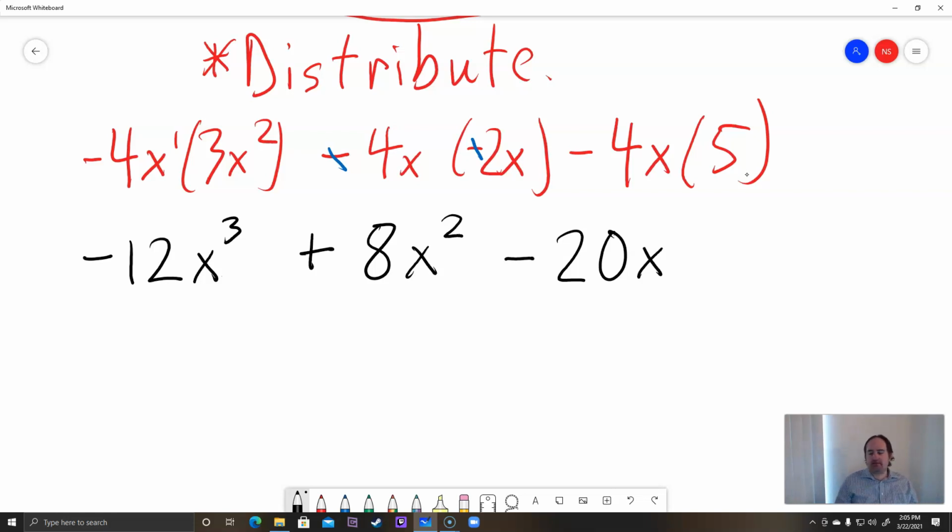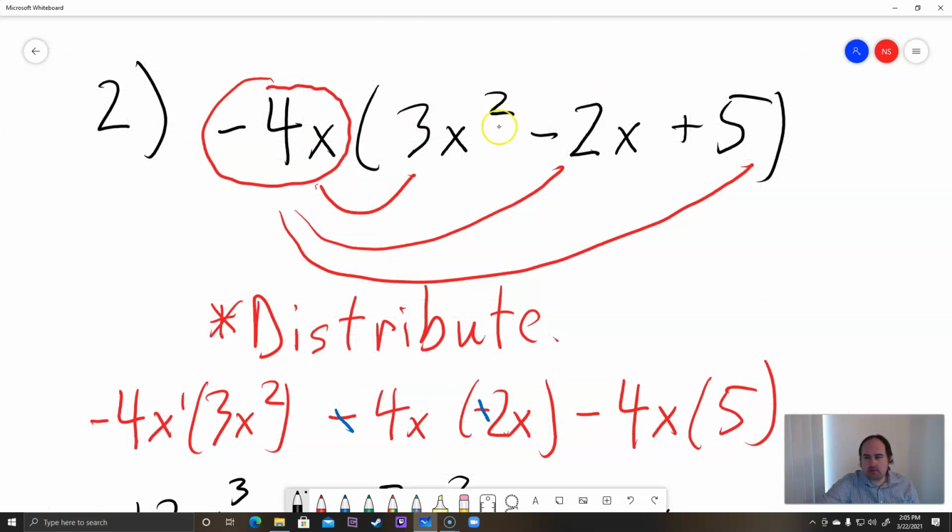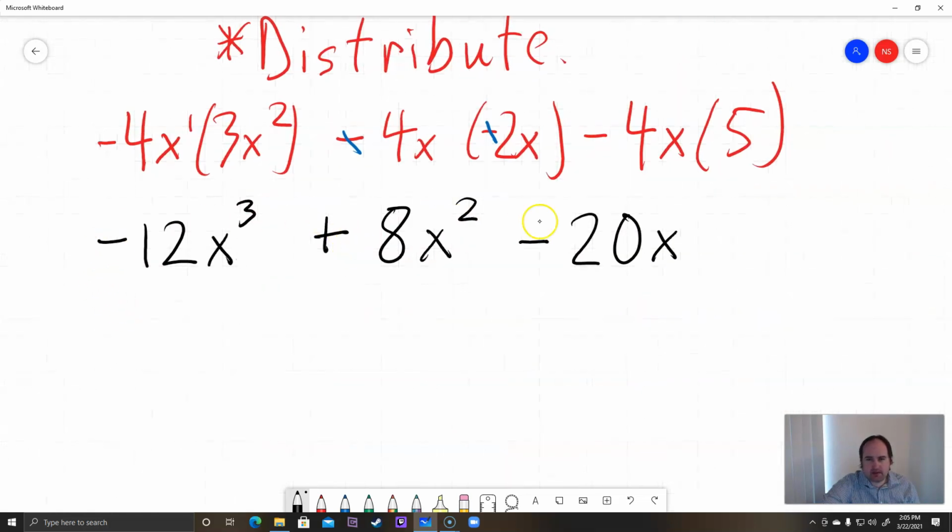Okay, and notice that for all these terms, all the signs switched because we distributed a negative. So if you go back to the original problem, this polynomial that we started with on the right side was plus, minus, plus. But because we distributed the negative, all these are going to switch signs. So it became minus, plus, minus. Right? Minus, plus, minus.